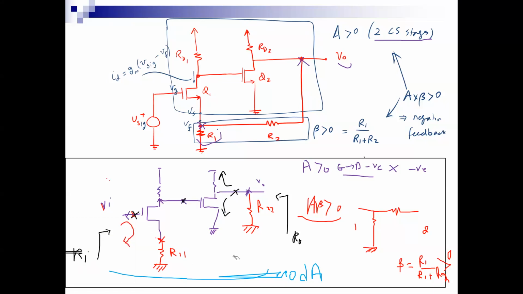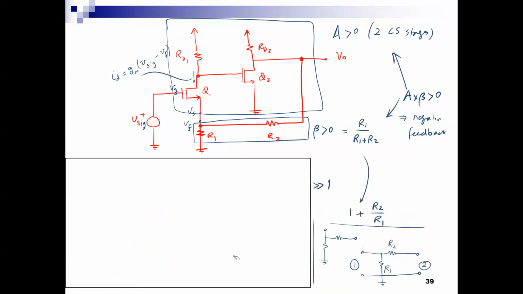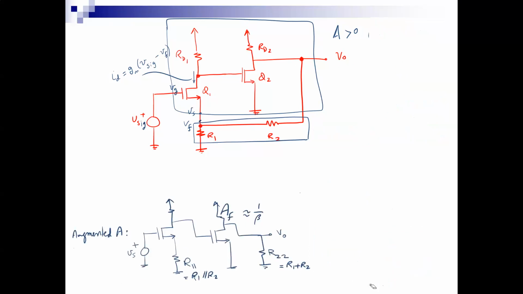AF, which is A over 1 plus A beta. So if nobody has questions from here, this is a slide I made just for you, the beta block. I'm just showing you the slide that you have, what quantities it has. This is the beta block, two ports 2 and 1, and how we find the beta gain. And the slide that you have also will show you where we put R11 and R22. And it's telling you that if A is very large, because it is two common source amplifiers.